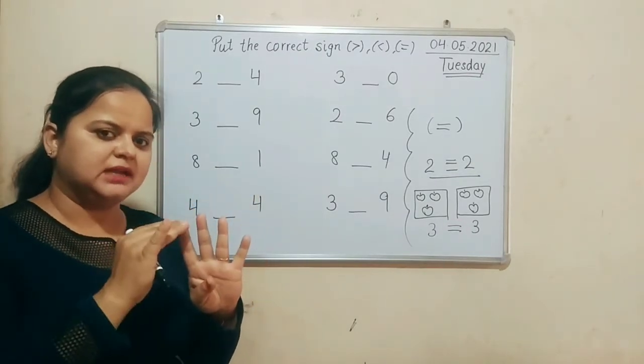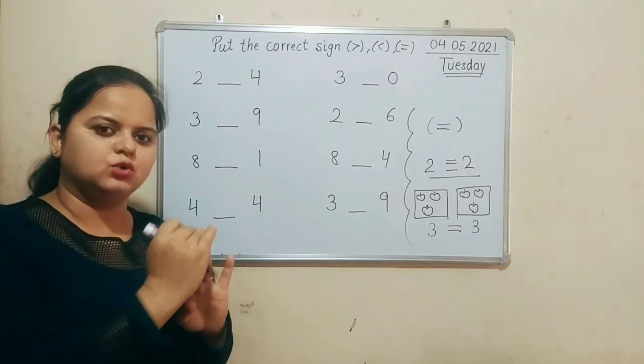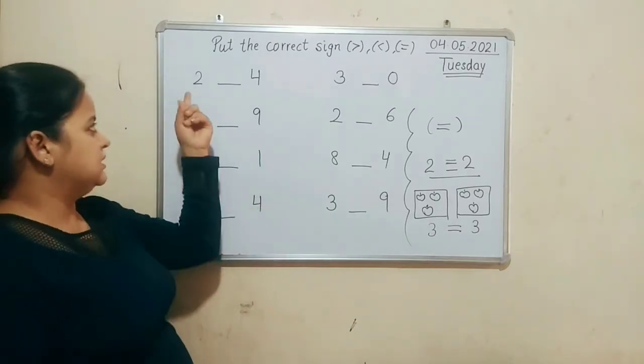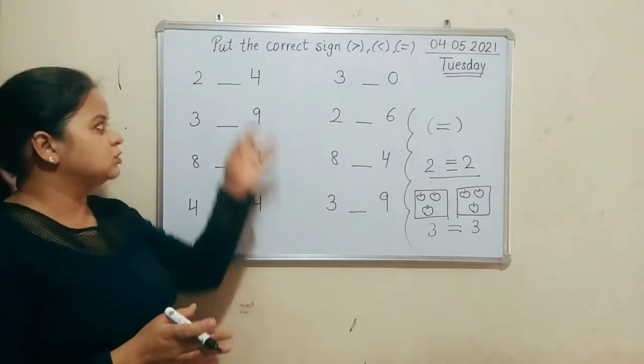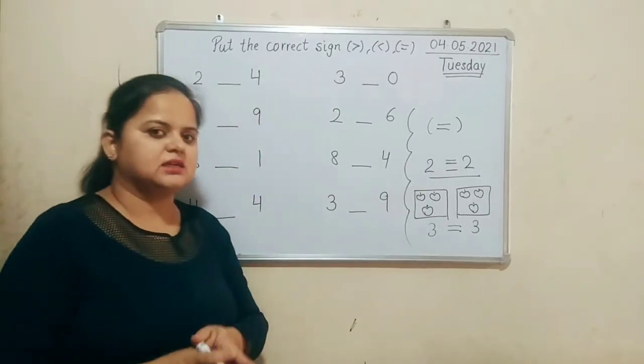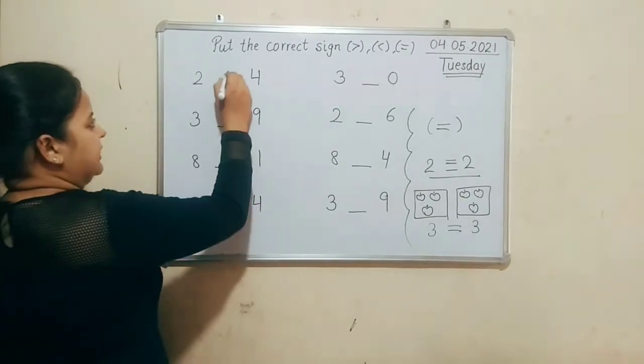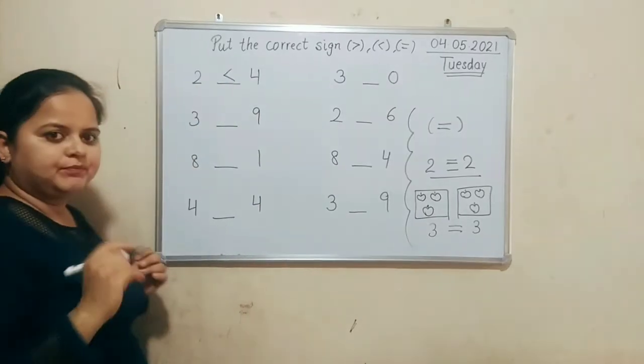0, 1, 2, 3, 4. So after 0, which number comes first? 1, then 2, then 3 and 4. Means 2 is near 0 and 4 is far from 0. So 4 is the greater number and we will put the sign like this.